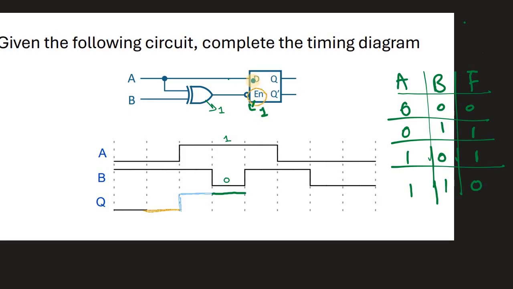If the enabler is 1, the output depends on D. And D is 1, so that's why the output is 1. Okay, now let's move on.